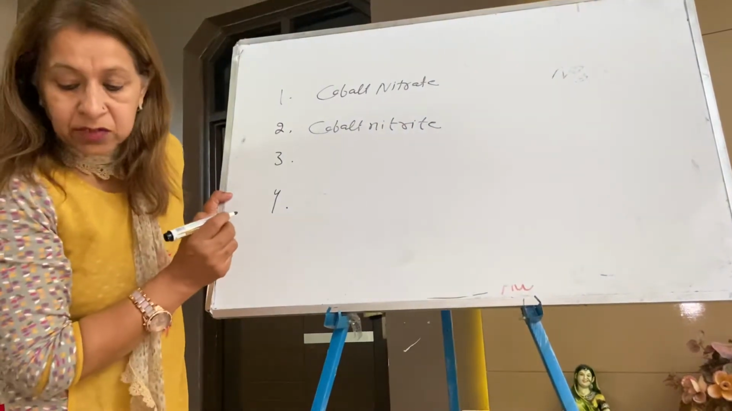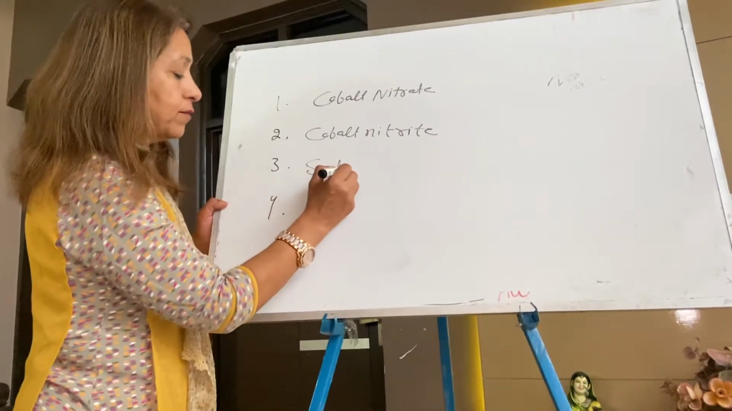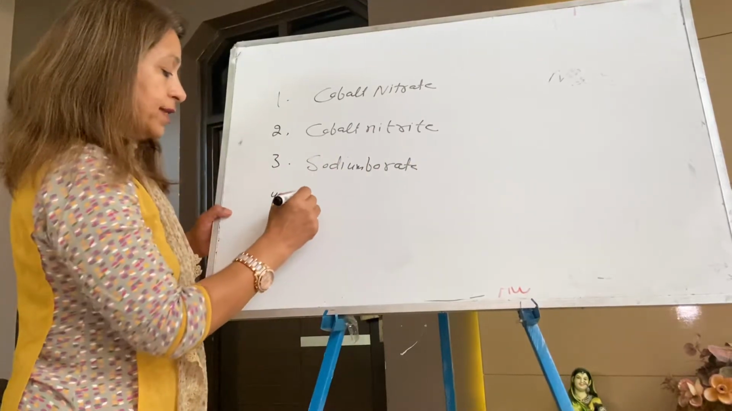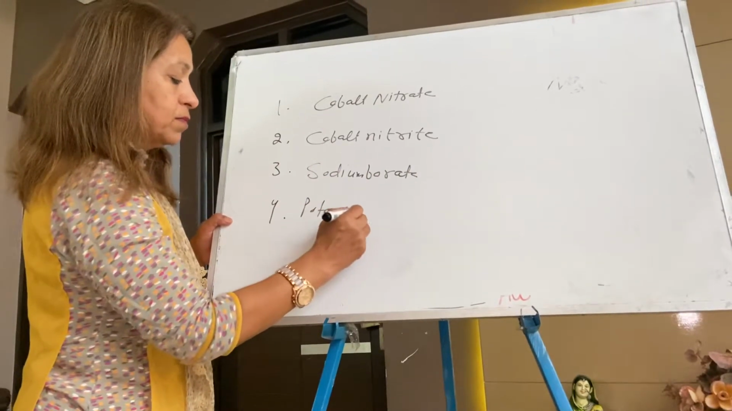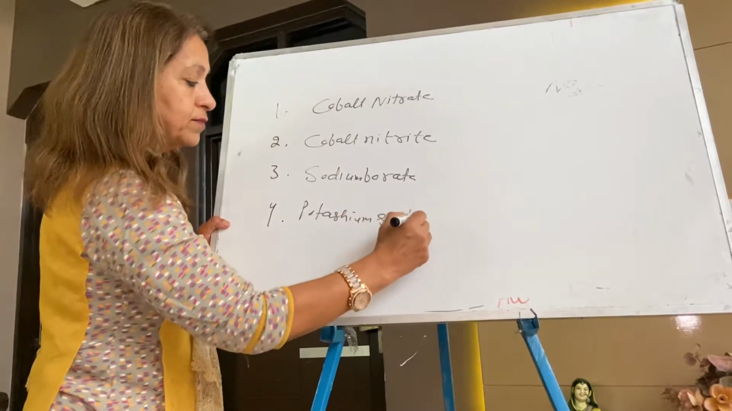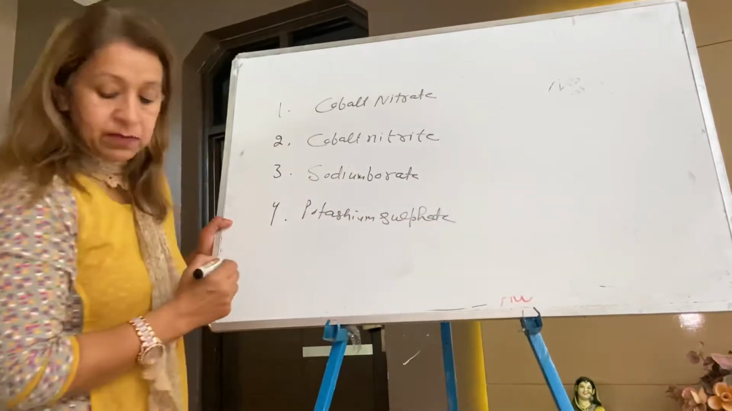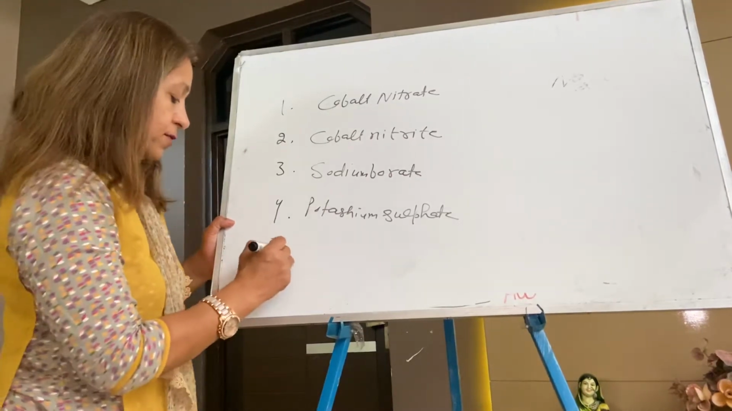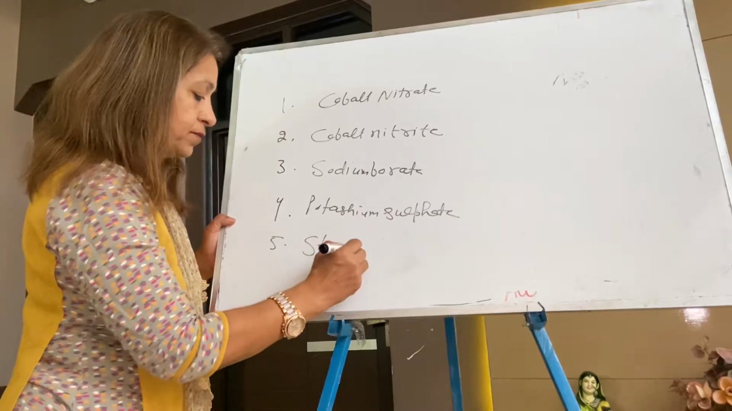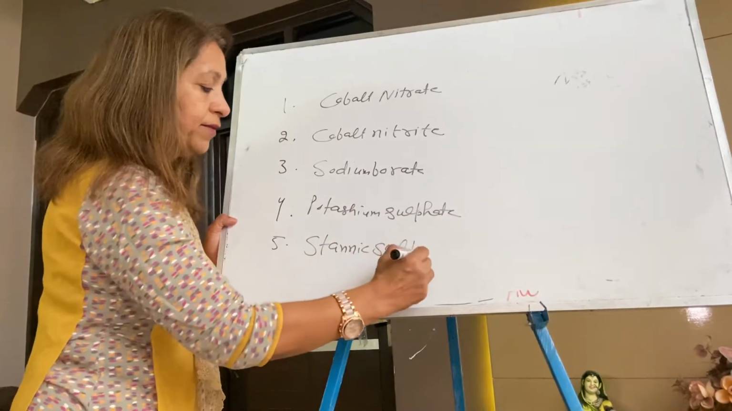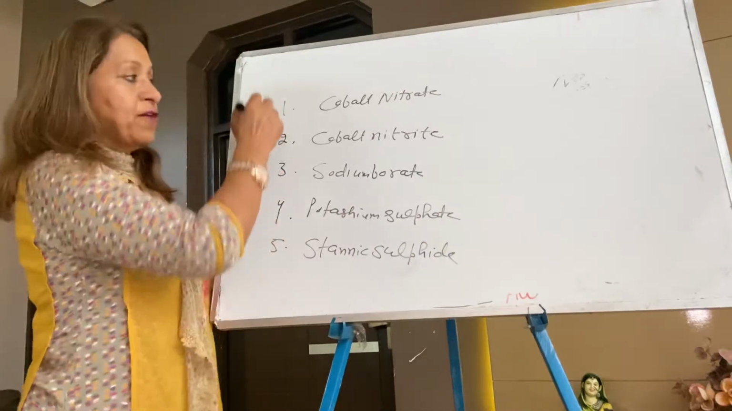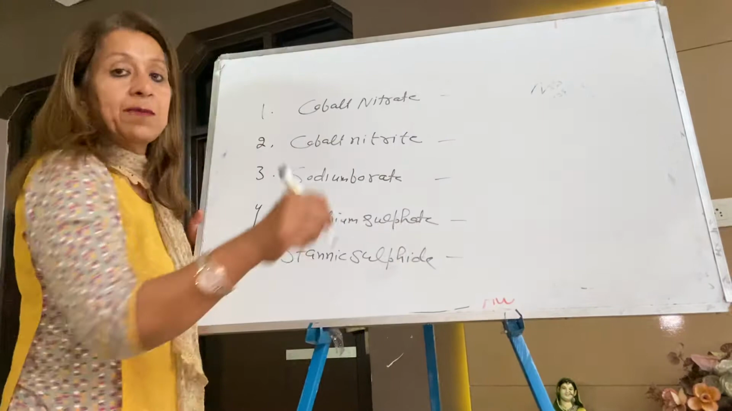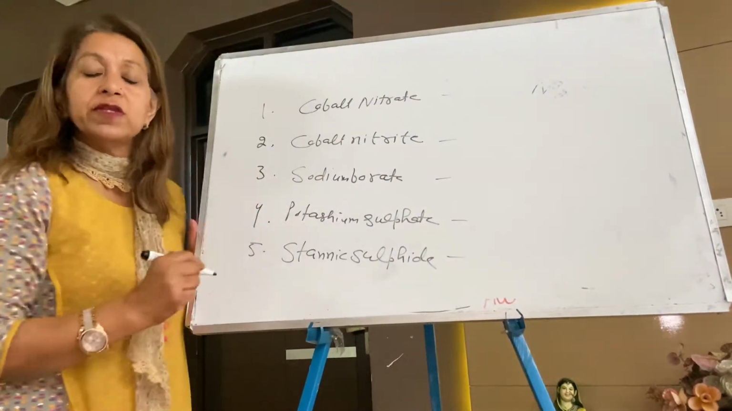Cobalt nitrite. Next is sodium borate. Next is potassium sulfate. Next is stannic sulfite. So these are 5 formulas I am giving, and you calculate the formulas by taking the help of the link that I will send you along with this video.